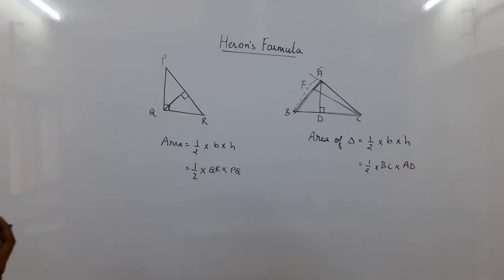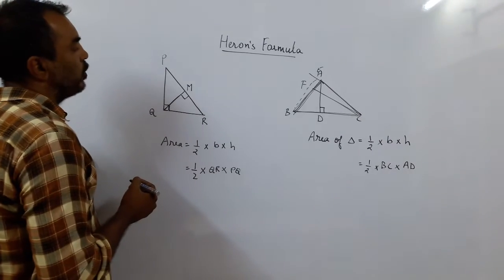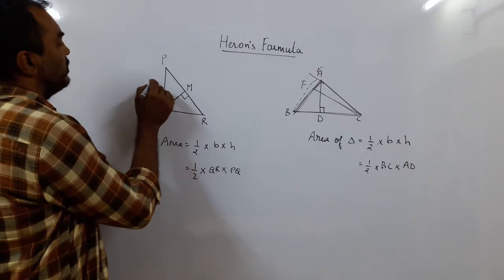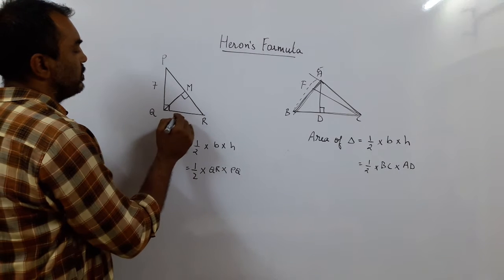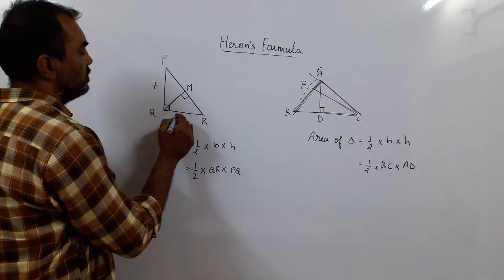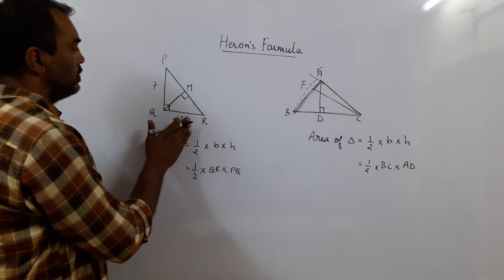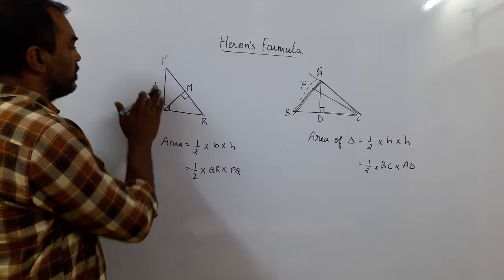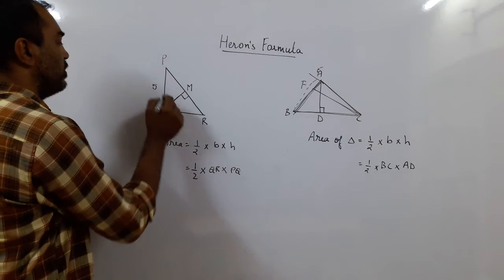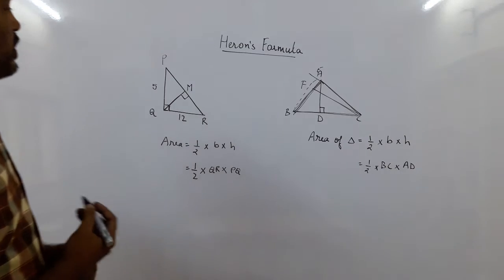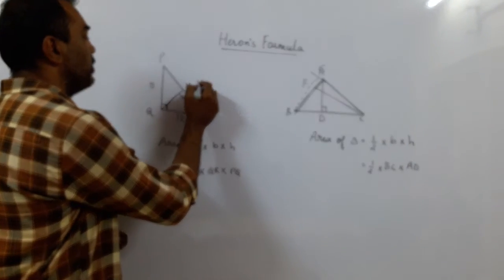So suppose this point is say M. Let us say this is given as 7, this is given 12. Yes, let us take a Pythagorean triplet. Do you know any Pythagorean triplet? Let us say this is 5, this is 12. Right? So the Pythagorean triplet is 5, 12 and 13.